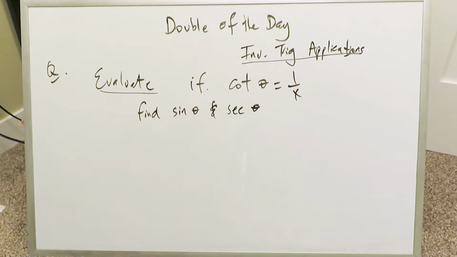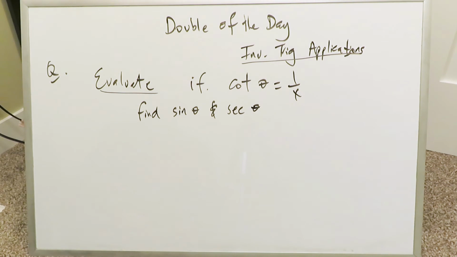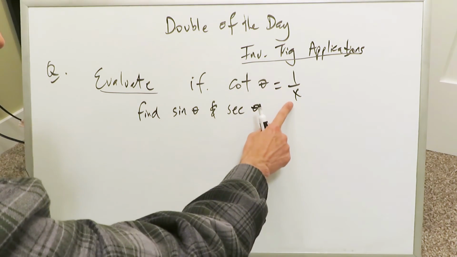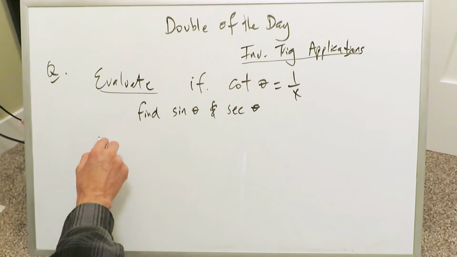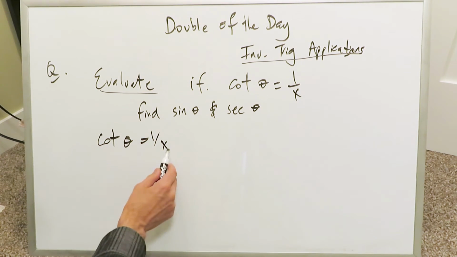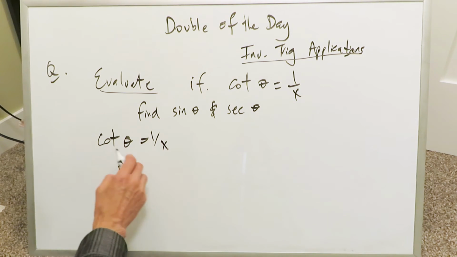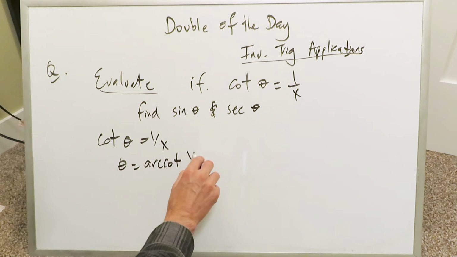We probably will have to do another video just to cement the idea, but for this video, this right here will be our last question. If cotan theta is equal to 1 over x, we have to find sine theta and secant theta. Always start with what you are given and then utilize that to map out your triangle. Cotan theta is equal to 1 over x, so theta is equal to, you take the cotan to the other side, arc cotan of 1 over x.